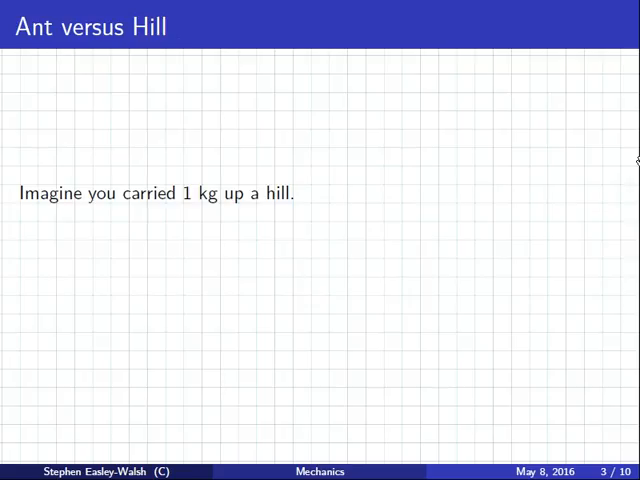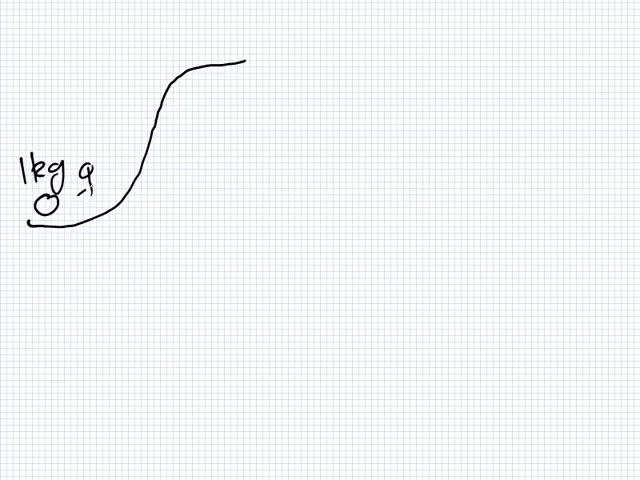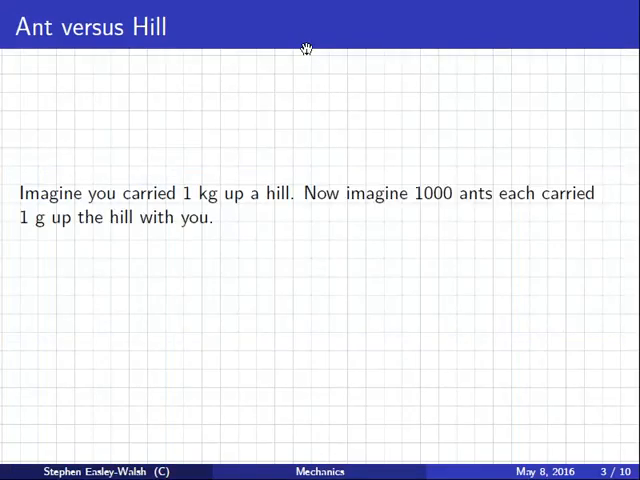Right, so I want you to imagine this. You carry 1 kilogram up a hill. If you have no imagination, which some of you don't, I'll draw it for you. So you have 1 kilogram here, and you carry that up a hill, and there's 1 kilogram up here. Okay? And now imagine 1,000 ants. The ants are the small insects. And they each carry 1 gram up a hill.